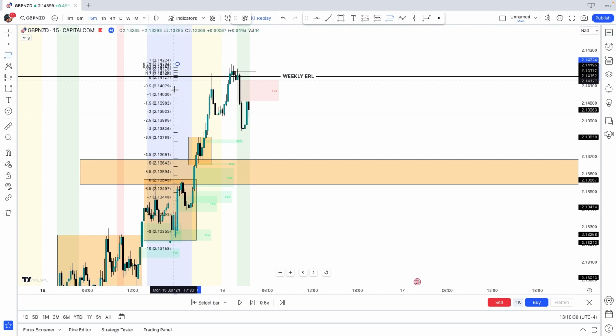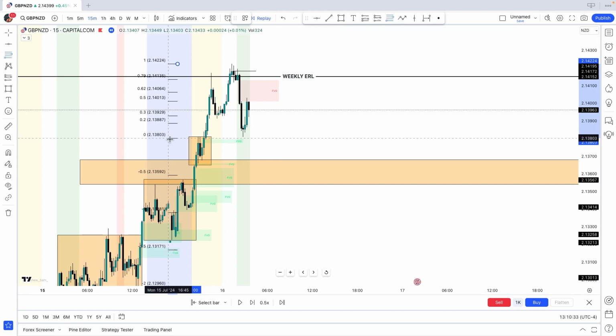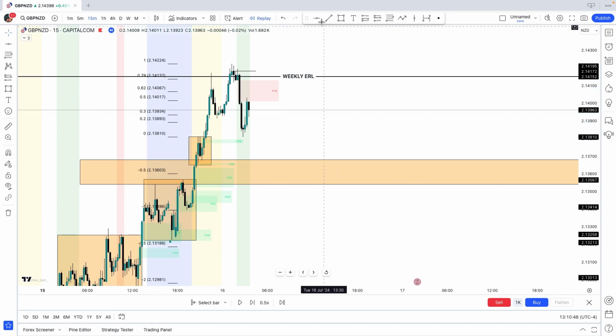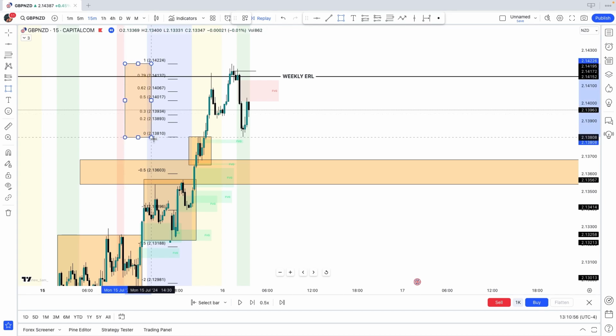So we are going to mark out our dealing range and optimal trade entry. Okay, so take the fib out, start from the top, go to the bottom. That's your fib. Mark out the 0.62 and mark out the premium and discount. So what do we have here? This right here is our dealing range. Why is it our dealing range?